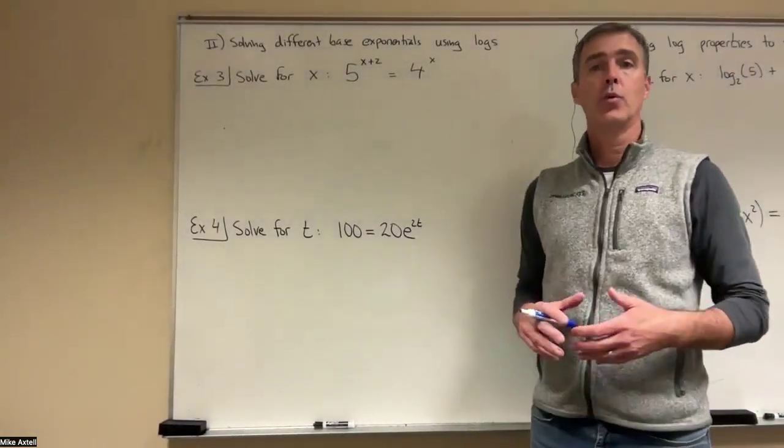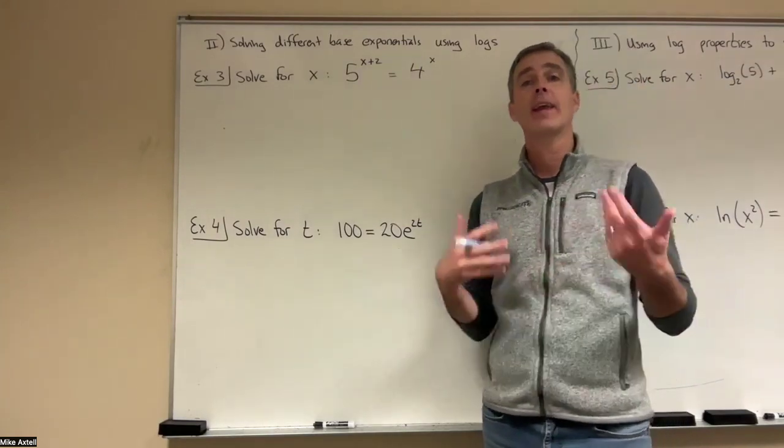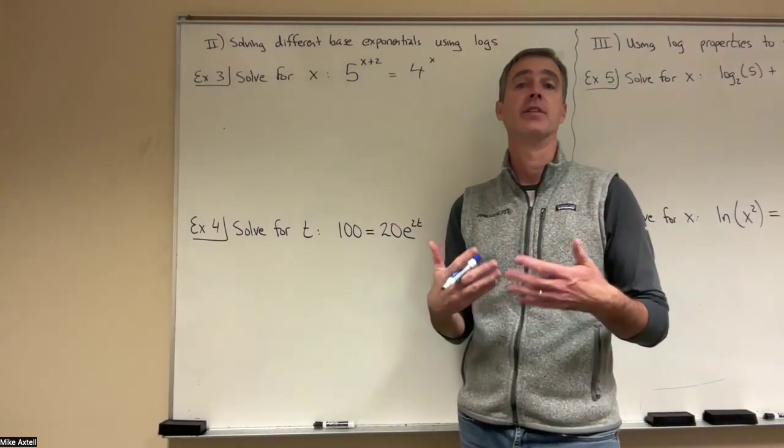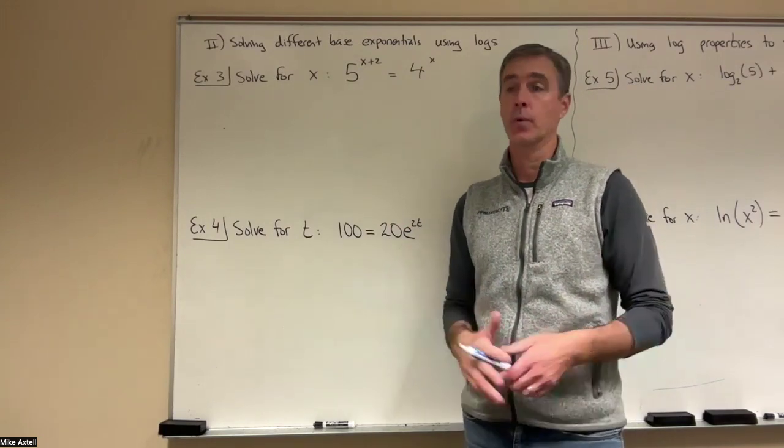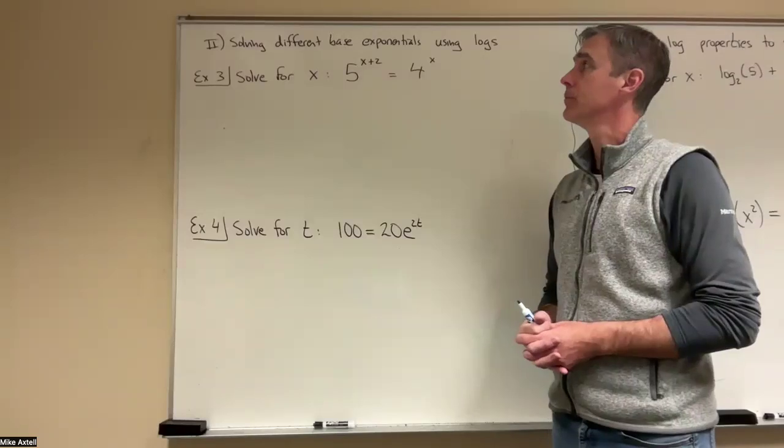The second type of problem, then, is: what if I can't do the technique over there? What if I can't get both of the exponentials to have the same base? Then what? Why don't you pause, copy these two down, and then I'll crank forward.